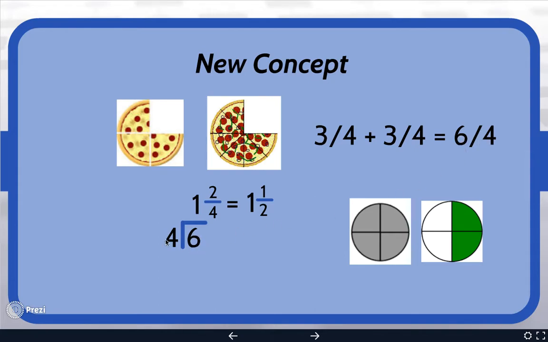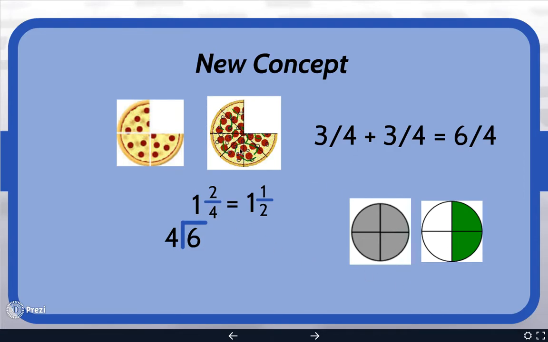You're going to do 6 divided by 4, and 4 goes into 6 one time, and you have a remainder of 2 left over. With the remainder, remember when we make remainders into a fraction, you put the remainder as the numerator and your divisor as your denominator. Okay, so you have 1 and 2/4. That's what you end up having, and this is what it looks like.